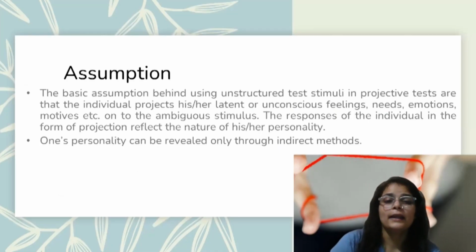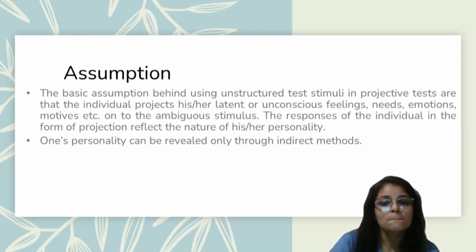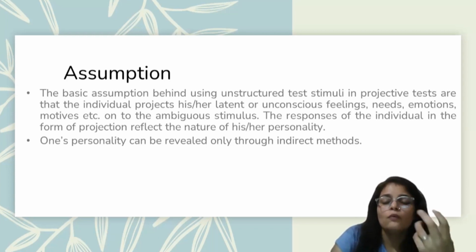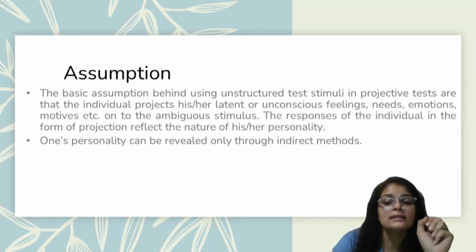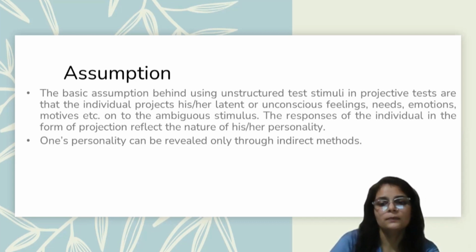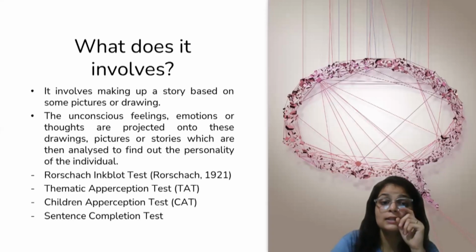Moving ahead, what are the assumptions in projective techniques? It assumes that by using unstructured test stimuli, the individual will project his or her latent or unconscious feelings, emotions, needs, or motives onto the ambiguous stimuli presented. Then the responses of the individual in the form of projection will reflect the nature of his or her personality. It also assumes that the individual's personality can be accessed and revealed only through indirect methods. Are we clear here?